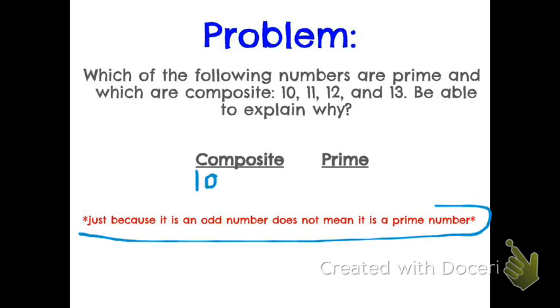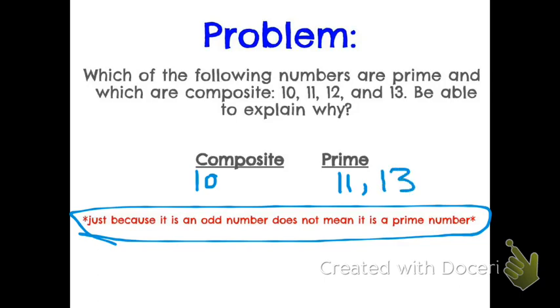Include this sentence in your notes as well. Just because it is an odd number does not mean that it is a prime number. A lot of times people think that if a number is odd, it has to be prime, so there's not going to be another number that multiplies together, but that's not true. For right now, when I think about the number 11, the only numbers I can multiply together to get 11 is 1 times 11, and same thing with 13, so both 11 and 13 would be prime, but 12 would be 1 times 12, 2 times 6, and 3 times 4.